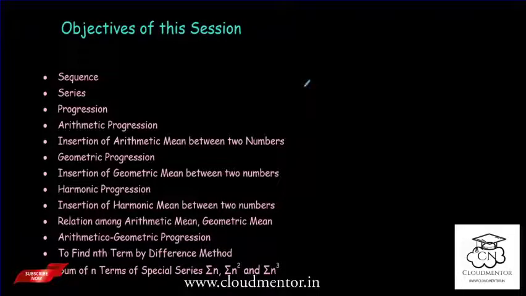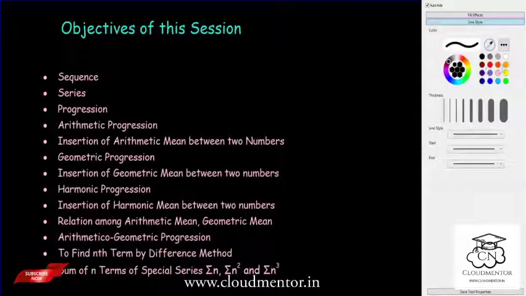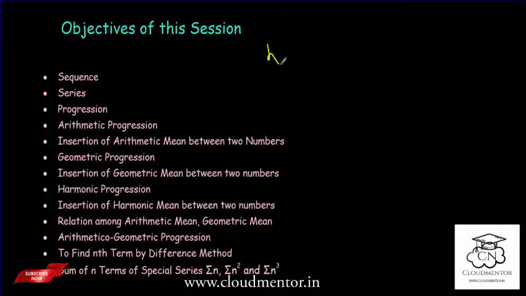Or a sequence is a function from the natural numbers n, which is the domain, to the real numbers, which is the codomain. So for example, 2, 4, 6, 8, etc. is a sequence. And now series, what do you mean by series?